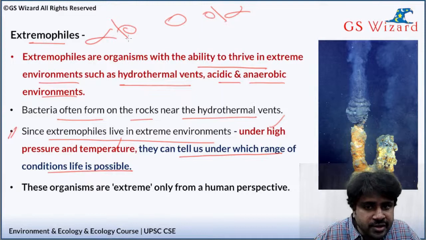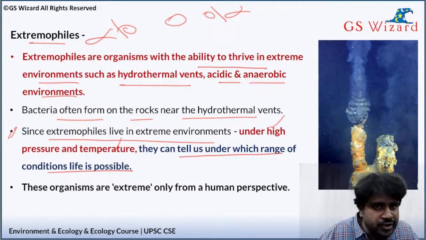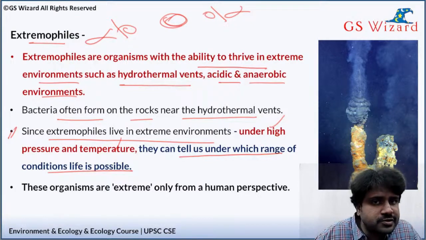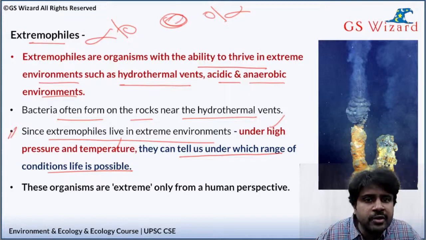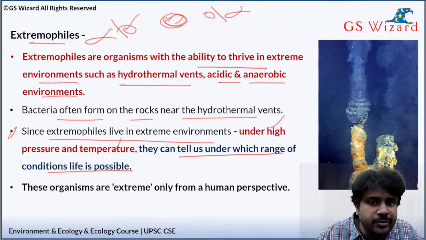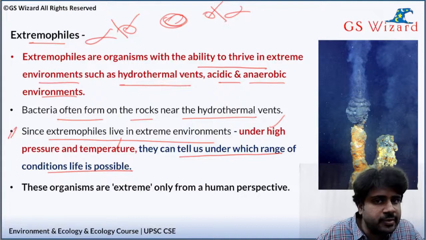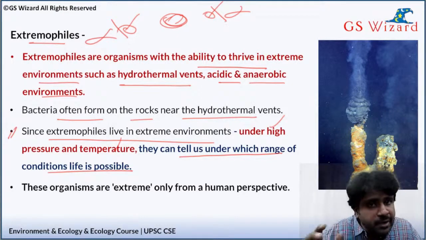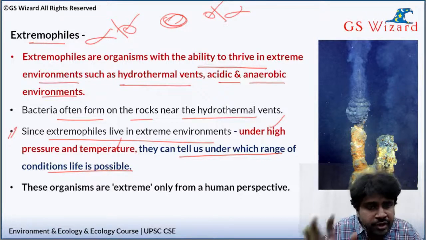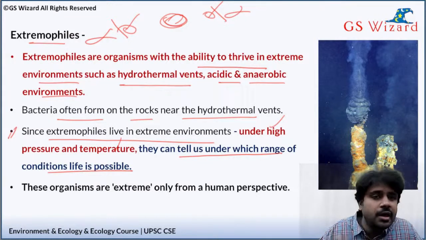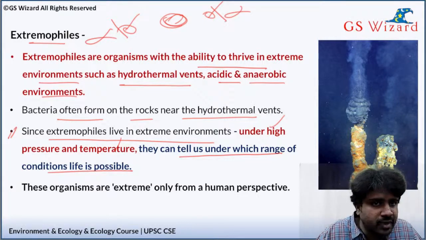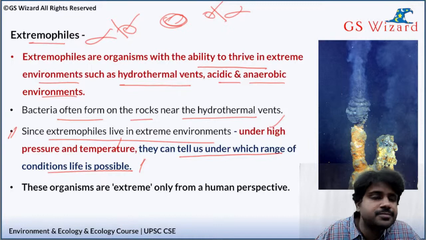Okay, so if you think that this is the range of conditions in which life can exist, just imagine that these are the normal conditions. Normal temperature, normal pressure, everything is normal. You and I are living here. And these are extreme conditions in which extremophiles are living. And even those extremophiles cannot exist beyond a range of conditions. They can only tolerate extreme conditions up to a certain extent. Beyond that, even they cannot tolerate. Okay, so that is the meaning of this point.